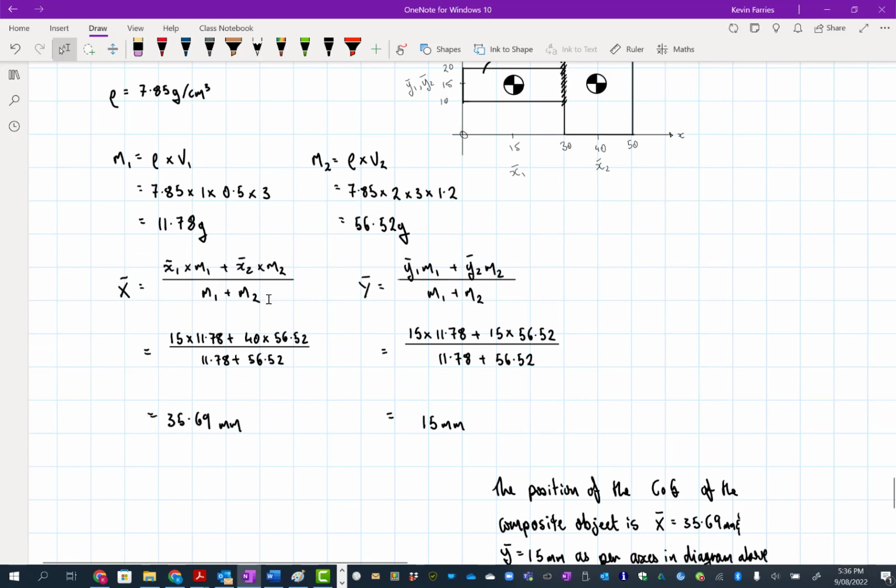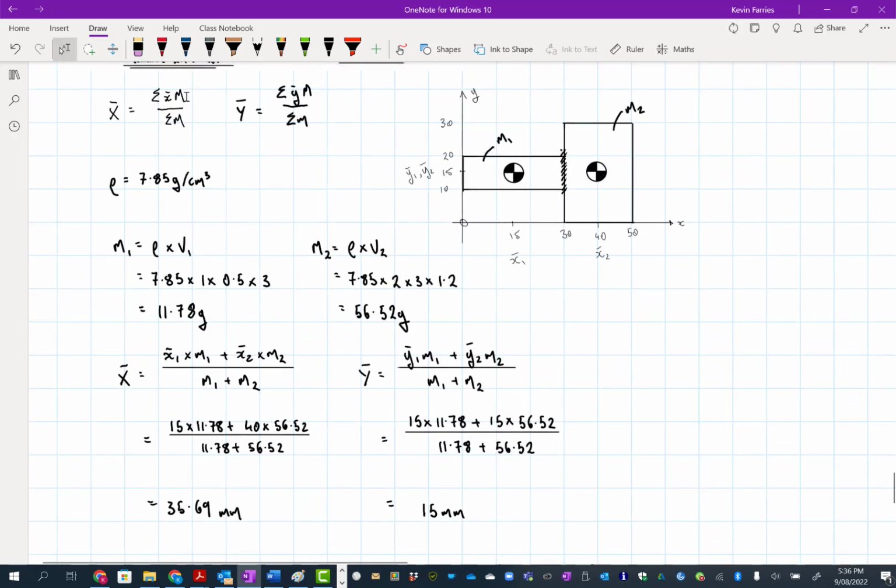Okay, so I worked through those calculations. So the sum of the centroid of each component times the mass of each component, this looks like a capital M, it should just be a lowercase m. And so I've added up those, and then I've added up the total mass of both of the components and divided those, and you get the centroid is at 35.69 millimeters. Okay, so I used centimeters up here, but that doesn't matter. It was just to get a mass.